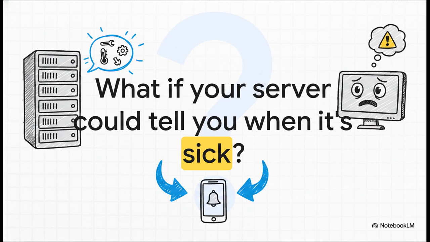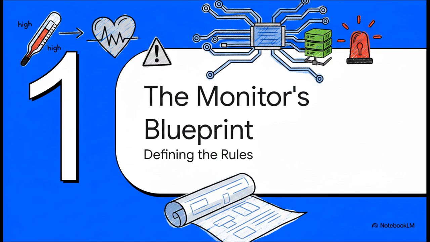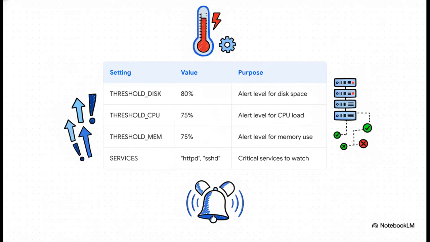off the rails. All right, so every good doctor needs a playbook, right? They need to know what temperature counts as a fever or what heart rate is cause for alarm. Our script is no different. We're going to start by looking at its blueprint, the high-level settings that basically define what's normal and what's an emergency.